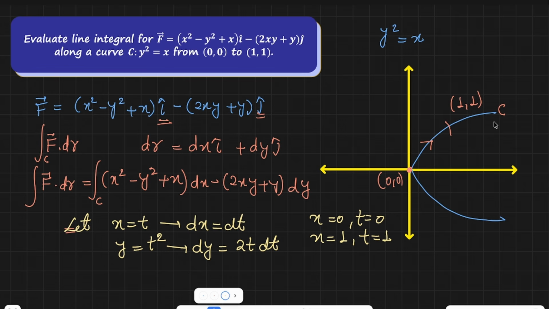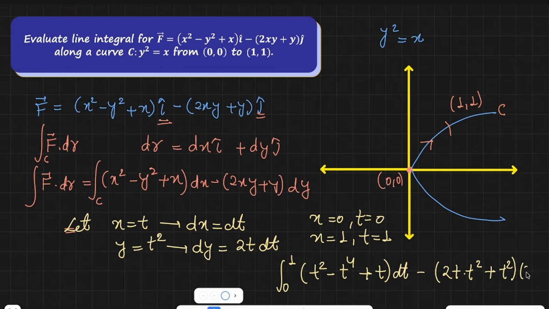So t will be from 0 to 1, of course. So here t will be from 0 to 1. So you apply 0 to 1. So x squared is t squared, y squared will be t to the power 4, plus x will be t, dx will be dt, minus 2 into t squared, and plus y will be t squared, and dy is nothing but 2t dt.